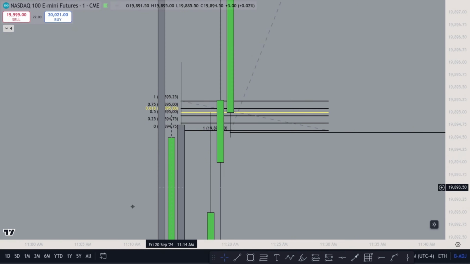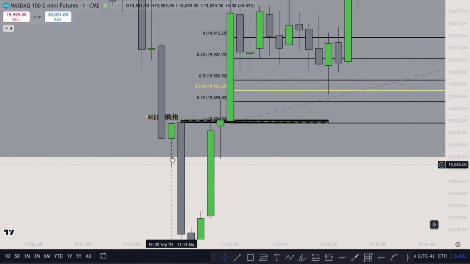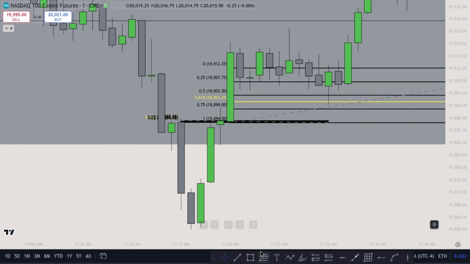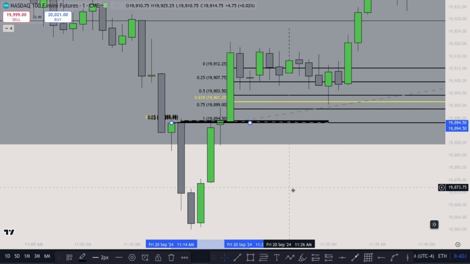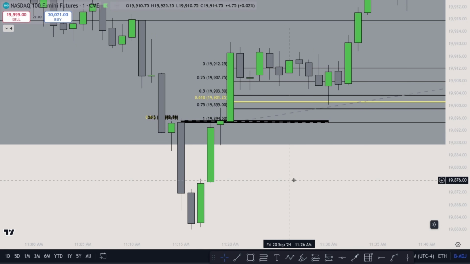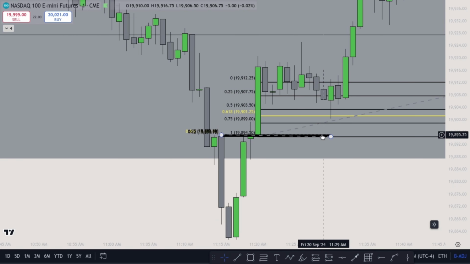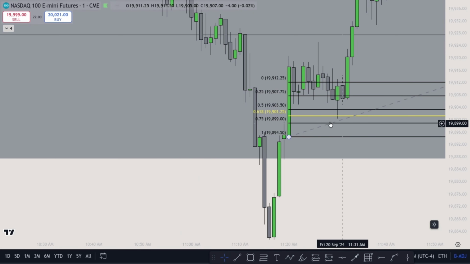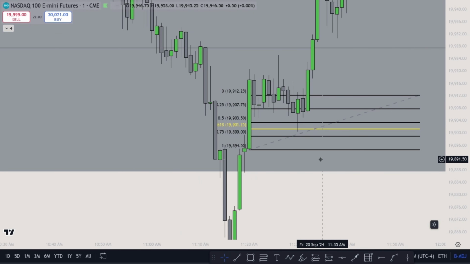Right here, you see how we closed above it, and then the next candle opens, goes lower a little bit, 50% of the range at this order block or breaker block, however you want to call it. That's one of the entries. Now, like I said, the most important entry is going to be this one, 50% of the 5-minute closure.